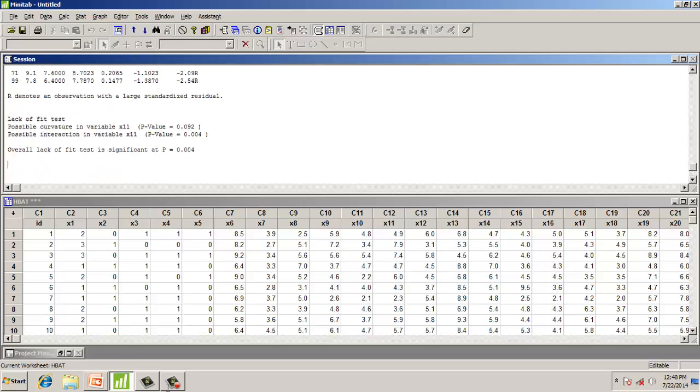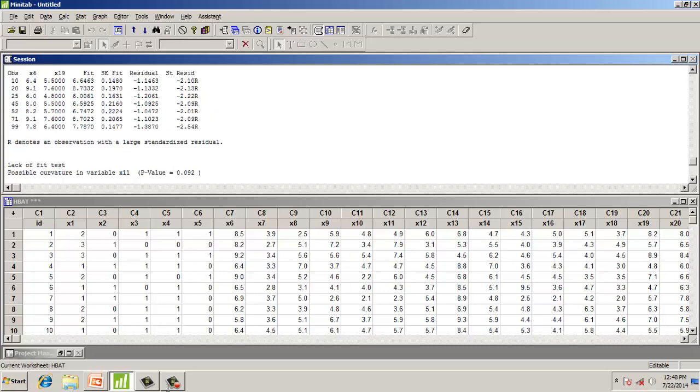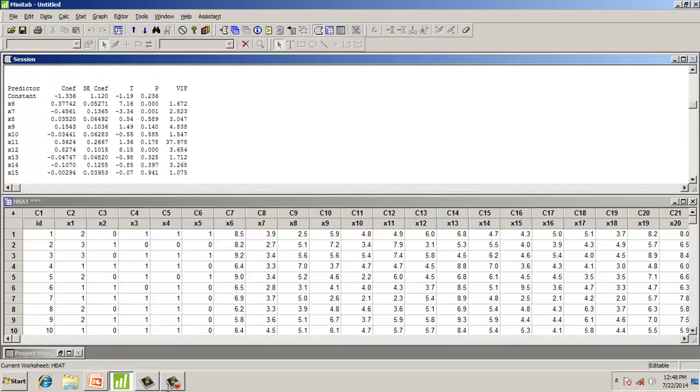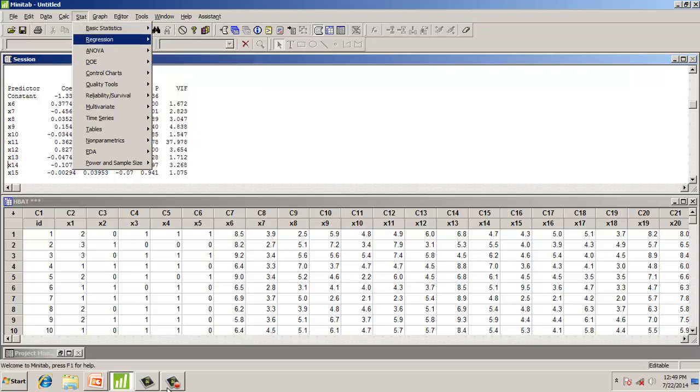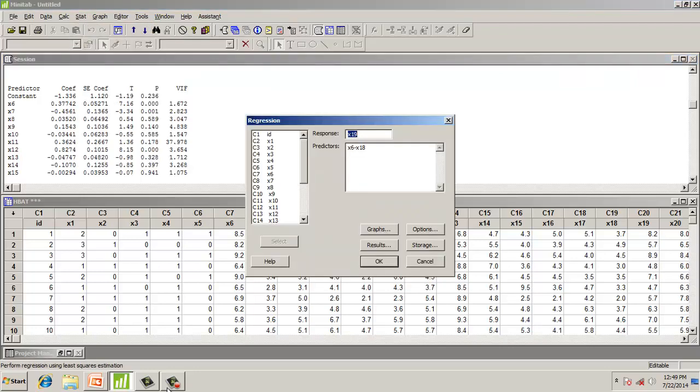However, when you look at the lack of fit, we come to know that variable X6 possibly has a curvature, and that is leading to some interaction effect. Also, at that time, we have to check whether X11 is significant. If you look at it, the p-value of X11 is 0.178. This indicates it's not significant. So if we throw out that variable, we can reasonably estimate our lack of fit test.